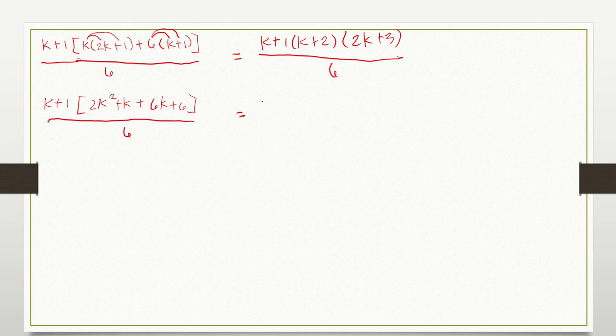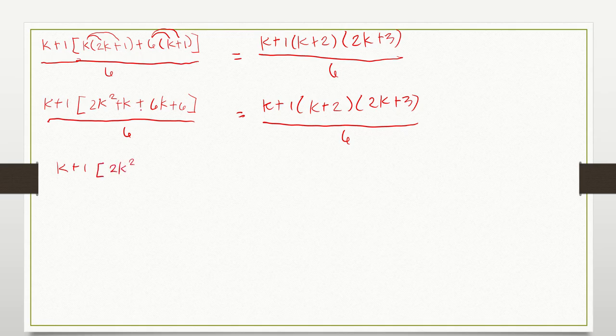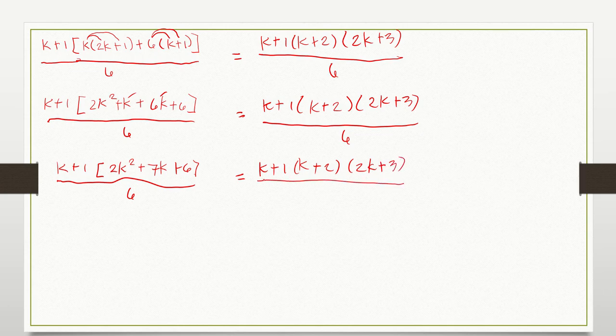Okay, then this is equal to k plus 1. We are going to simply write it the same way, 2k plus 3 all over 6. Now we can combine inside the bracket. That will become k plus 1, and then inside the bracket that will be 2k squared plus 7k plus 6 all over 6, which is equal to k plus 1 times k plus 2 times 2k plus 3, all over 6.